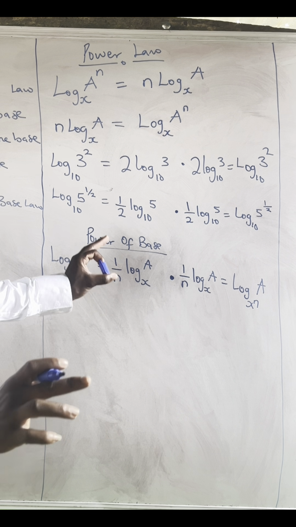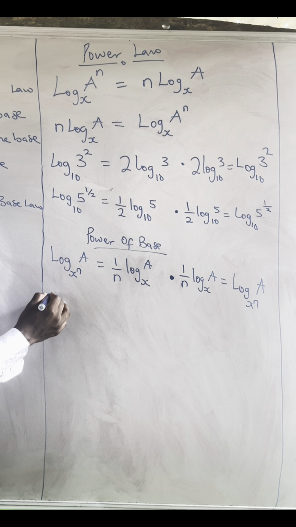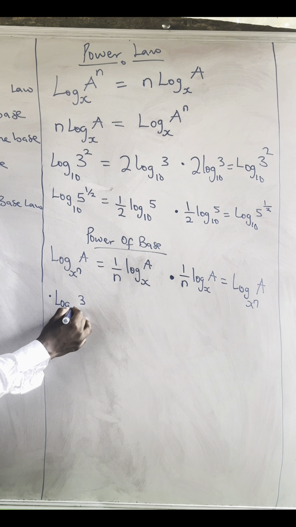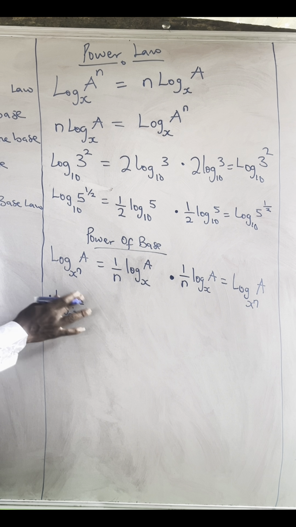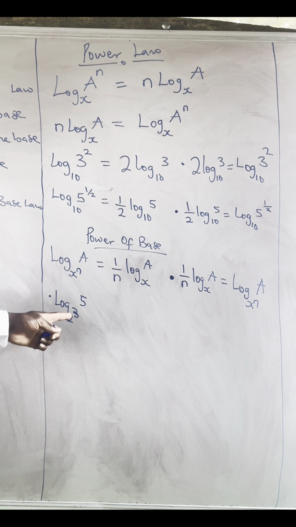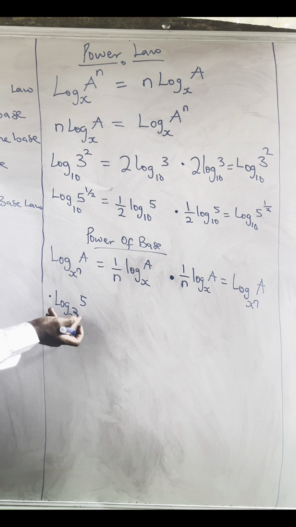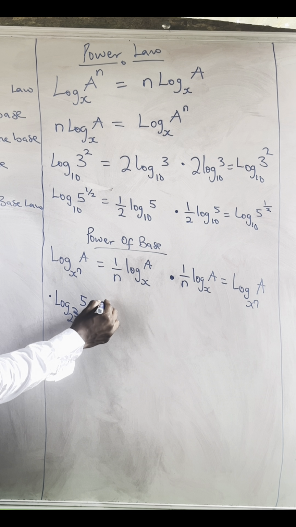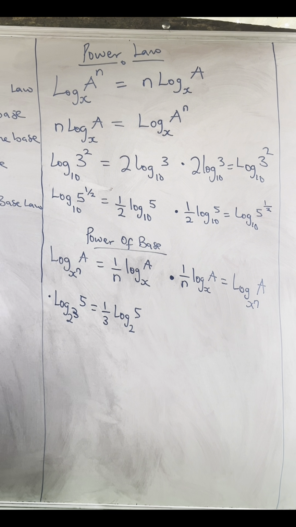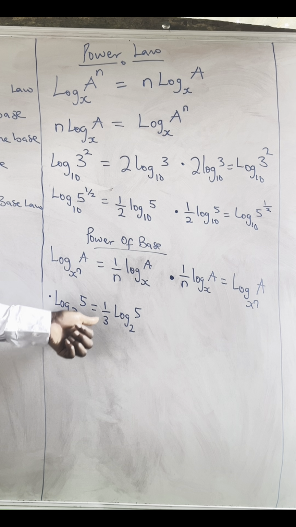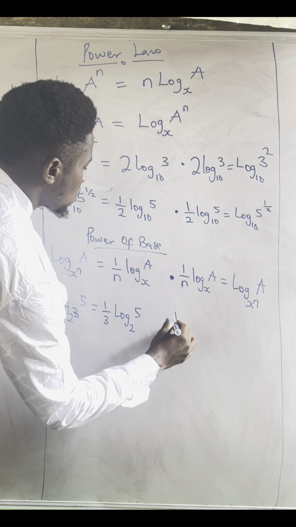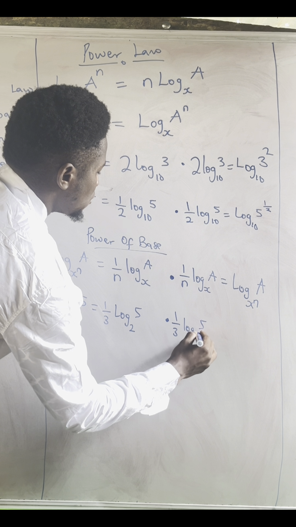So let me use examples to explain better. Now, let's say I have log 5 base 2 raised to the power 3. I have this expression. I will say that the base has a power, right? So what I will do is bring this power to become the coefficient, and it turns to the reciprocal: 1 over 3 log 5 base 2. So whenever the power of the base becomes the coefficient, it changes to the reciprocal.